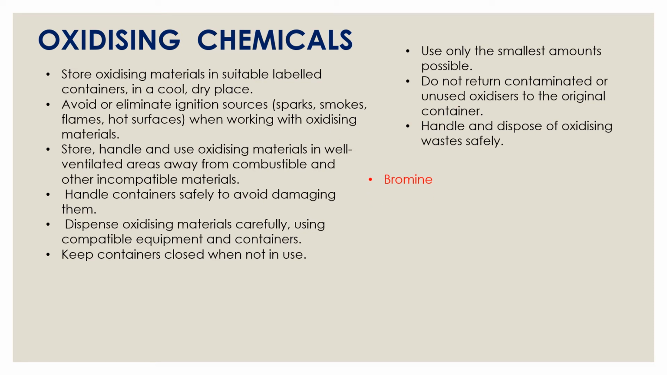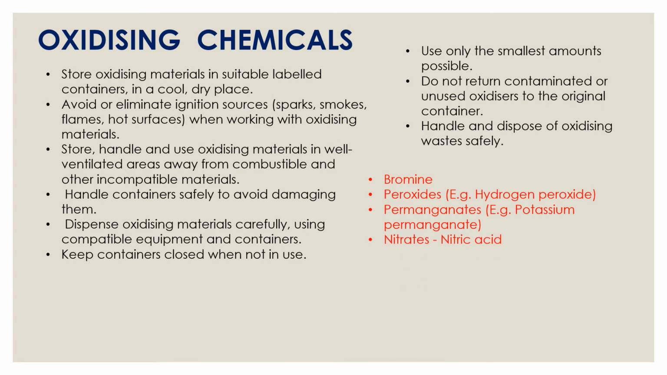Some examples of oxidizing chemicals are bromine, any kind of peroxides like hydrogen peroxide, permanganates like potassium permanganate, nitrates, all the nitrates are classified as oxidizing chemicals, chromates and dichromates.